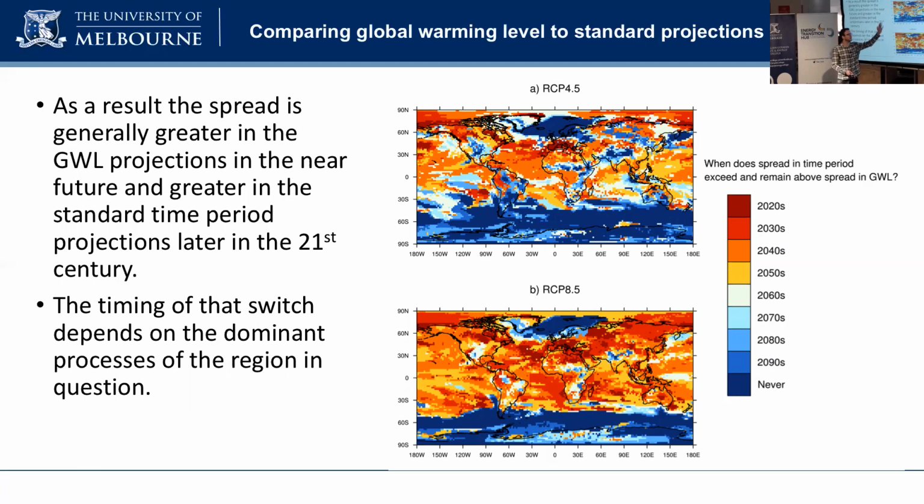And you can see that over most land regions and generally outside the high latitudes, around the mid-21st century, the ratio changes, it goes above 1. So the spread is higher in the time period than in the global warming level projections. So the spread is increasing in both ensembles, but it's increasing at a much higher rate in the time period projections than the global warming level projections.